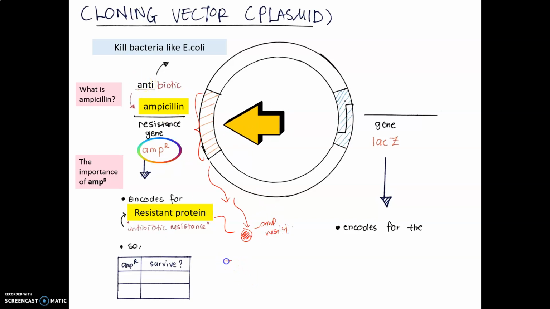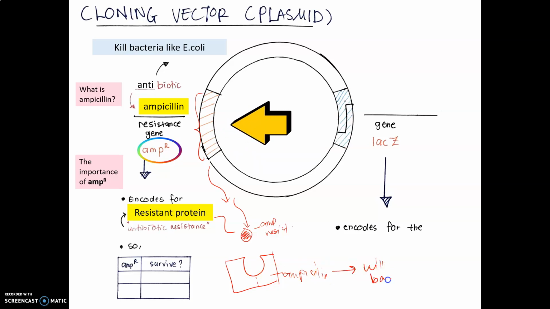Dan sekiranya dia berjumpa dengan ampicillin, let's say this one adalah ampicillin, antibiotik ampicillin. Kalau antibiotik ampicillin selalunya dia akan kill the bacteria. Tetapi sekiranya bakteria yang ada plasmid, bila kata ada plasmid means dia ada AMPR. This AMPR dia akan bind dekat ampicillin. Bila dia bind dekat ampicillin, dia akan menyebabkan this ampicillin become inactive. Dia akan inaktifkan ampicillin.